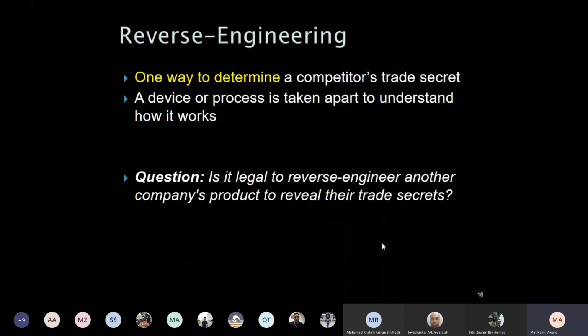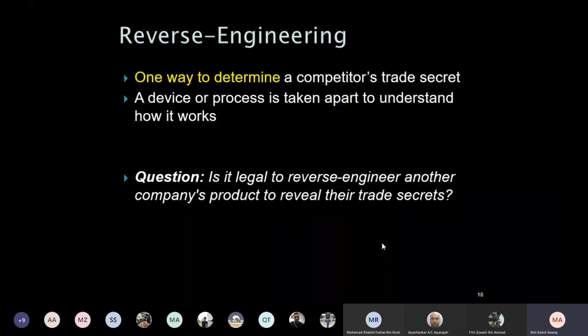For example, Chinese companies and Korean companies used to do that. They reverse engineer the patents, and from there they learn and come up with a new thing. Reverse engineering is a device or process. It is the process of taking apart other people's products to understand how they work.